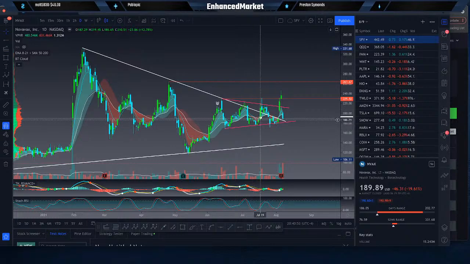They're still in this wedge though, right? So they broke out. They had that huge day. I think it was like an 18% day. And now they pulled back again. There's so many gaps.